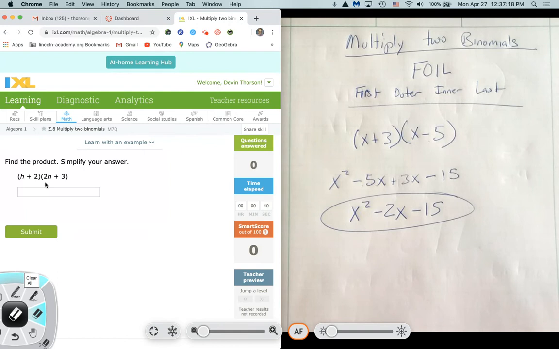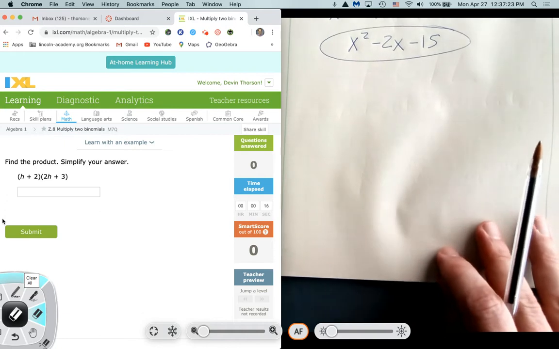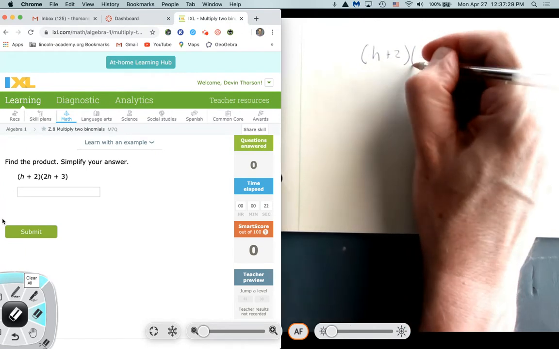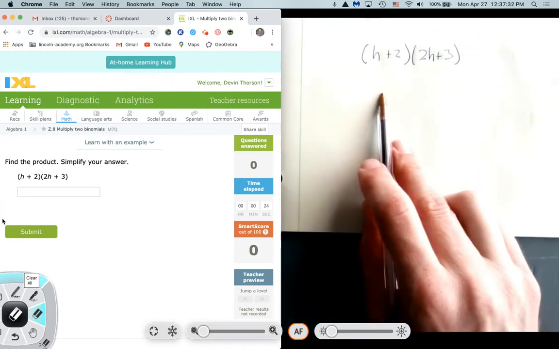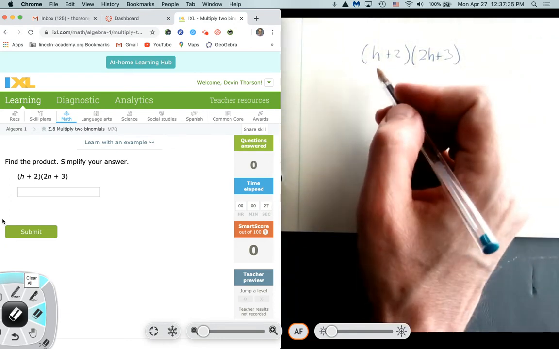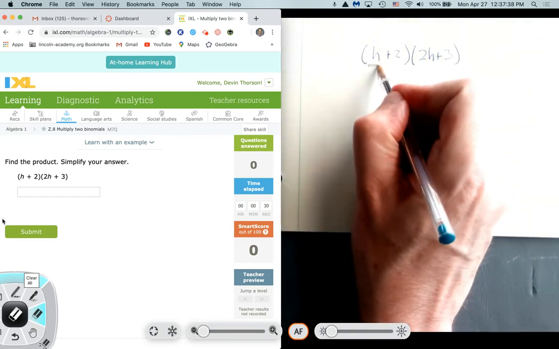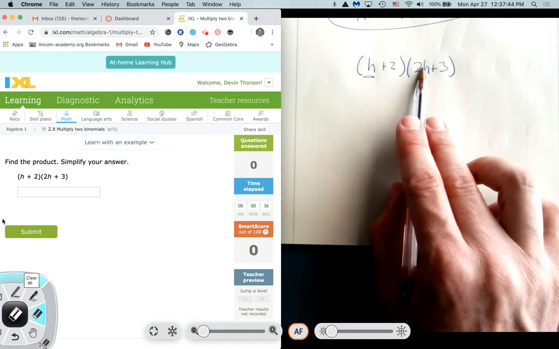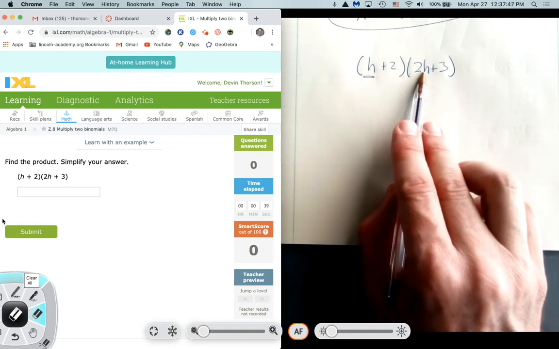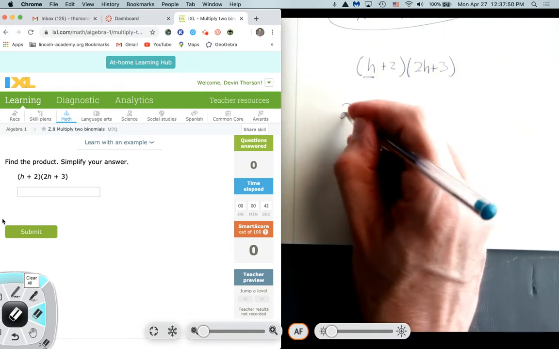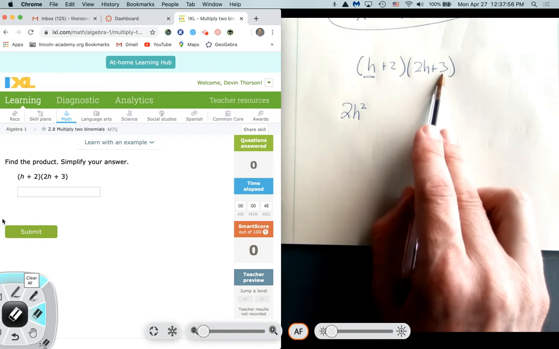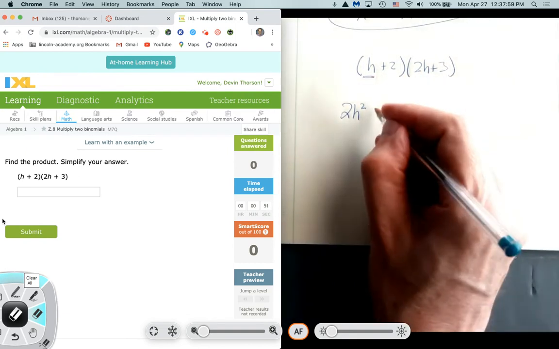But this one here, if you'll notice, has a 2 in front of this h. That's all right. The process is still the same. So for this one here, I have that h plus 2 times the 2h plus 3. What I usually like to do, rather than the FOIL method, because this works in all methods, is I underline the first term in the first one, and I'm going to multiply it by every term in the second one. So I'm going to take the first term and multiply it by the 2h. So h times 2h is 2h squared. I'm going to take that first term and multiply it by the second term in the second binomial. H times 3 is 3h.